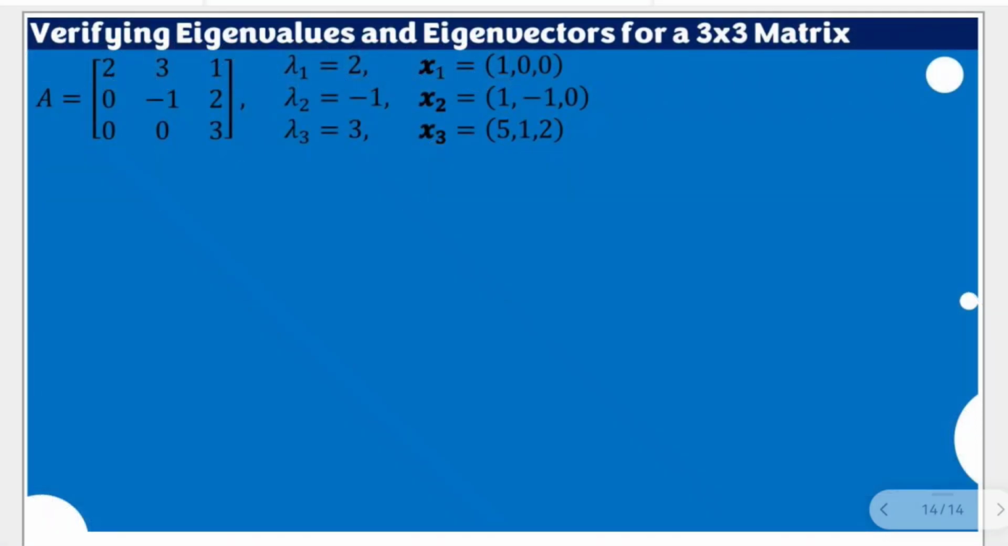This time, we are going to verify the set of eigenvalues and eigenvectors for this given 3 by 3 matrix. Let's find out if these pairs of eigenvalues and eigenvectors satisfy or fit this given matrix here. To show this, we just simply need to multiply A, which is our matrix, to a certain vector. In this case, you have x sub 1, x sub 2, and x sub 3.